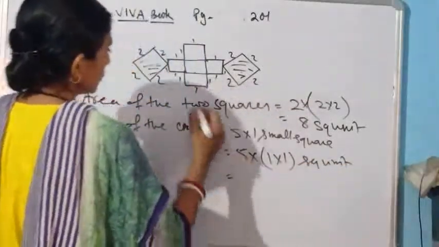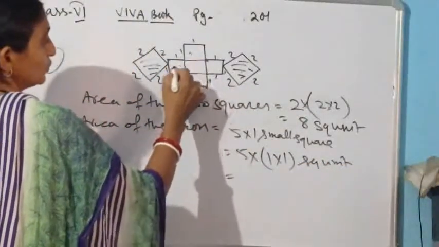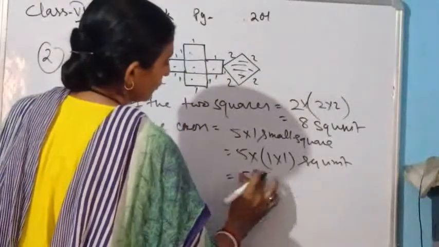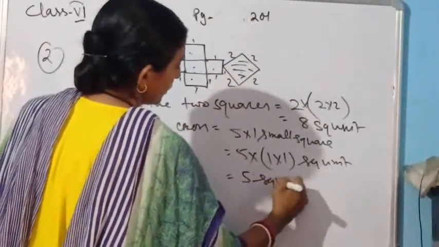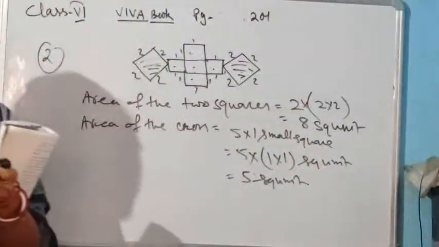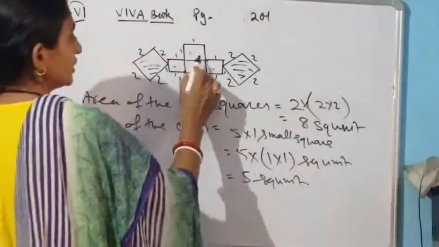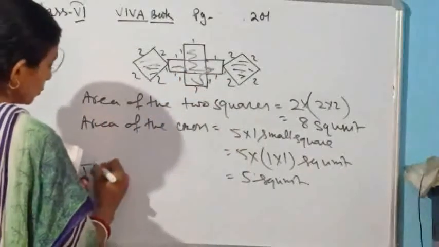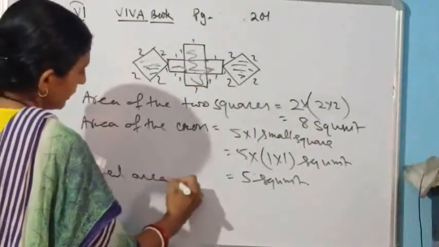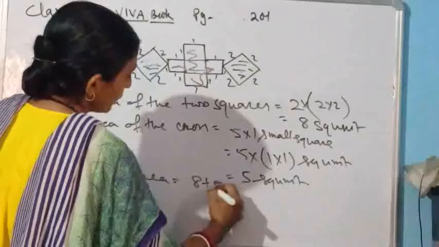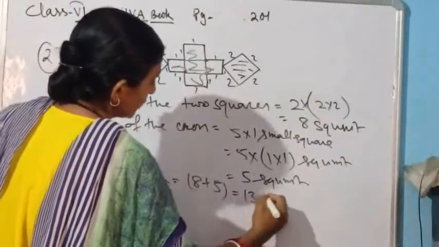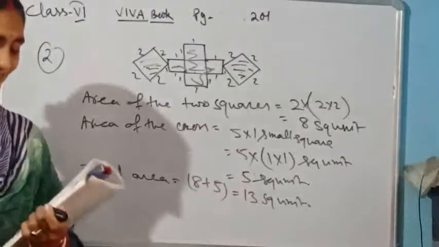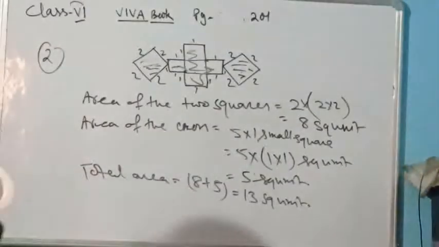So in total all the 5 squares, 1, 2, 3, 4, 5, will have 5 square units. Now you can tell what is the total area. This one we have found, these two also we have found. So the total area is equal to 8 plus 5, that means 13 square units. Is it easy? Yes. Now come to the next question.